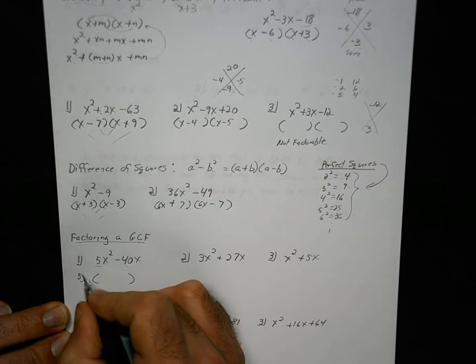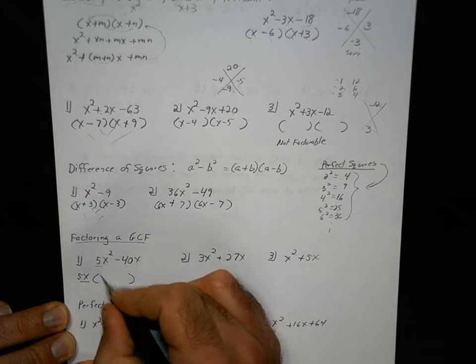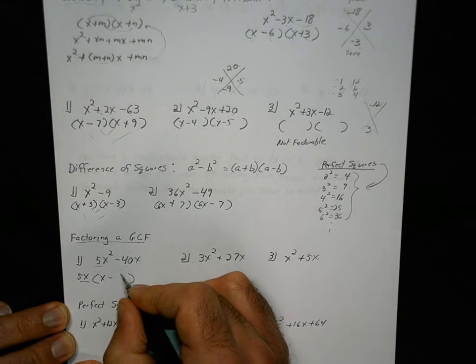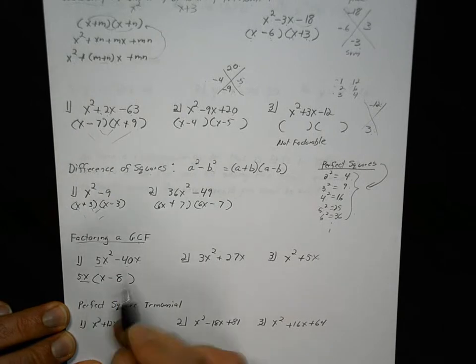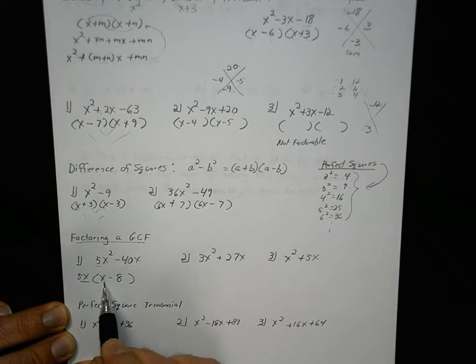So I've put the 5x out here. That's going to leave me with an x minus 8, because 5 goes into 40 8 times. So you can distribute to check: 5x times x is 5x squared, and 5x times 8 is 40.